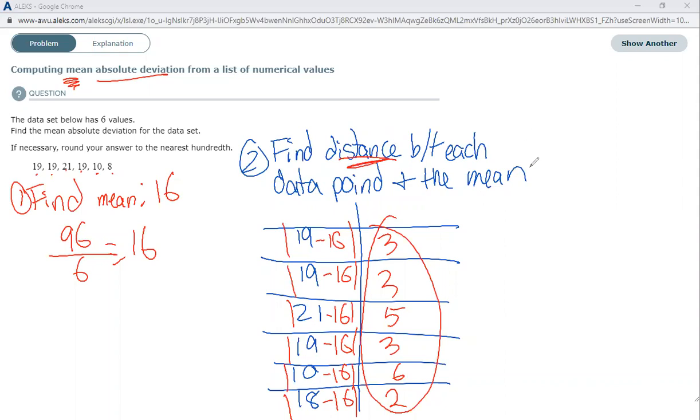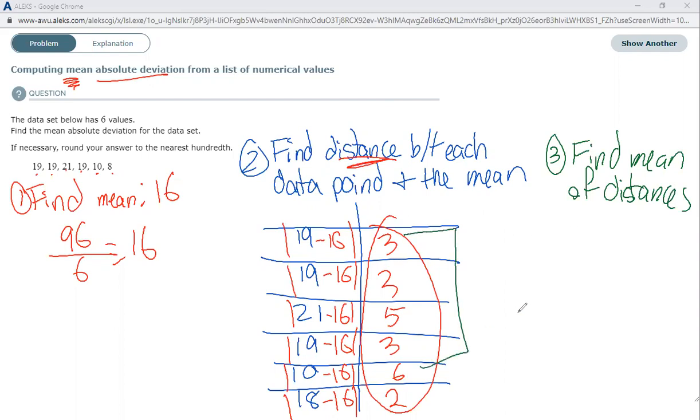So step 3, find the mean of the distances, we could say. Okay, so I'm going to add all these up. 3 plus 3 plus 5 plus 3 plus 6 plus 2 gives me 22. I just want to check my math real quick. 3, 6, 9, 14, 22. Good. And I'm going to divide by 1, 2, 3, 4, 5, 6.